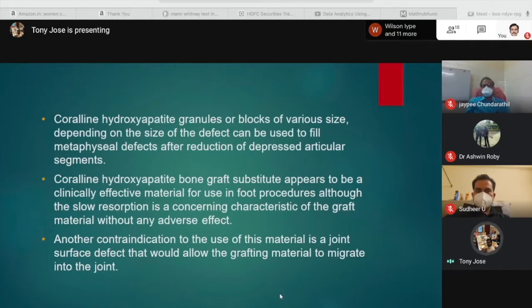Coralline hydroxyapatite bone graft substitute appears to be a clinically effective material for use in foot procedures, although the slow absorption is a concerning characteristic of the graft material, without any adverse effect. Another contraindication to the use of this material is a joint surface defect that would allow the graft material to migrate into the joint.